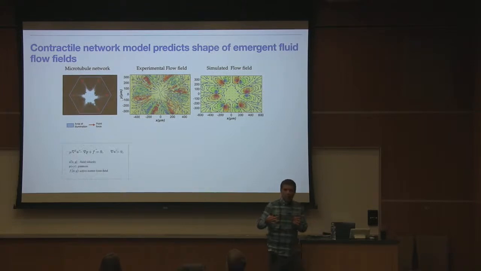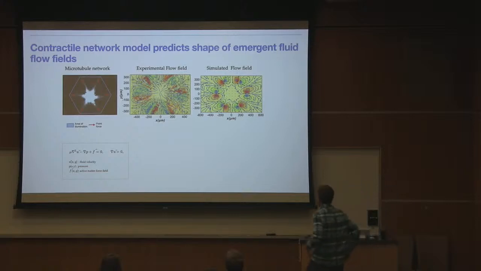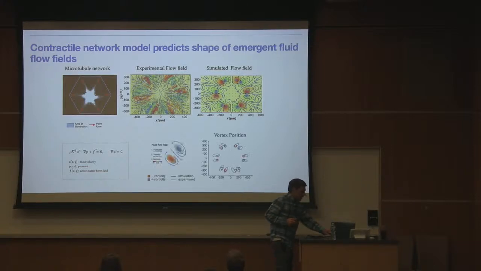So when the microtubules act on the fluid, they cause fluid to move. And there are some equations, which aren't really important, called Stokes equations, which allow you to input a force and then compute the velocity of a fluid given that force. And so we can use those equations to compute a simulated fluid flow and compare that with the experimental fluid flow. And we've been able to see that the contractile network model is sufficient to allow us to determine the position of these different vortices that I told you about before.